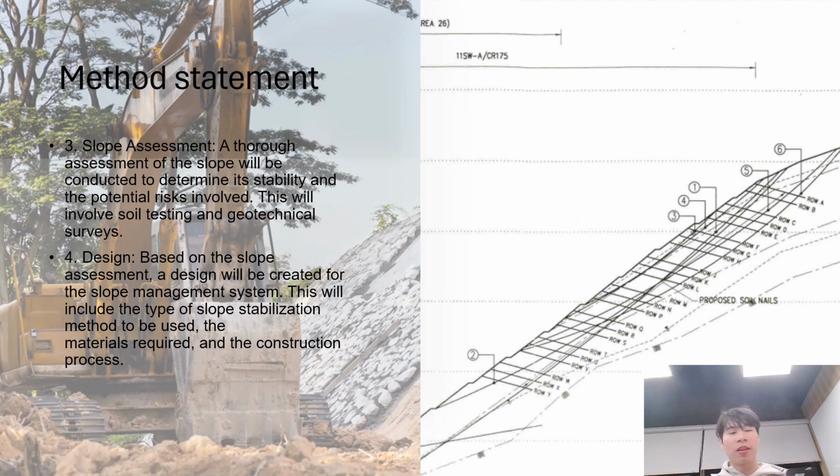For the third step, the slope assessment. An assessment of the slope will be conducted to determine its stability and the potential risk involved. This will involve soil testing and some geotechnical surveys. And the fourth point is the design. Based on the slope assessment, a design will be created for the slope management system. This will include the type of slope stabilization method to be used, the materials required, and the construction process. On the right side is a diagram of the slope design.